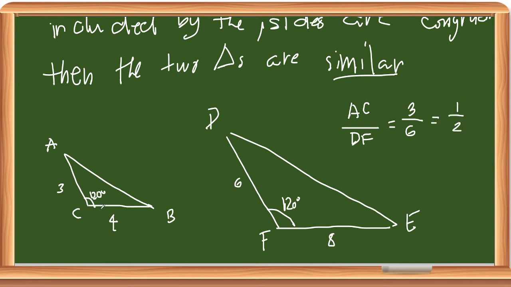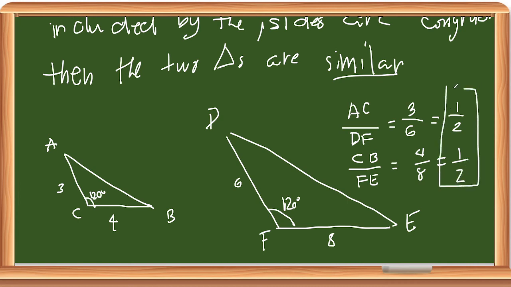Okay, how about the other side? The CB. CB, corresponding side niya is FE. CB is 4, FE is 8. And this is also 1/2 in the lowest term. Okay, so they have a common ratio. They are proportional. Okay, and then you included angle.